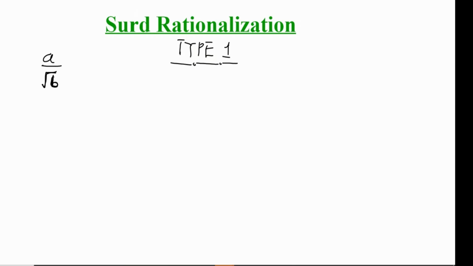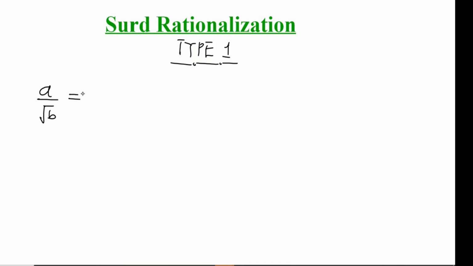In type 1, we are saying that if you have a fraction of this form, a over square root of b, and it is improper for us to leave it like that, then you have to rationalize. The process of rationalizing is as follows. Let's be attentive and take notes.